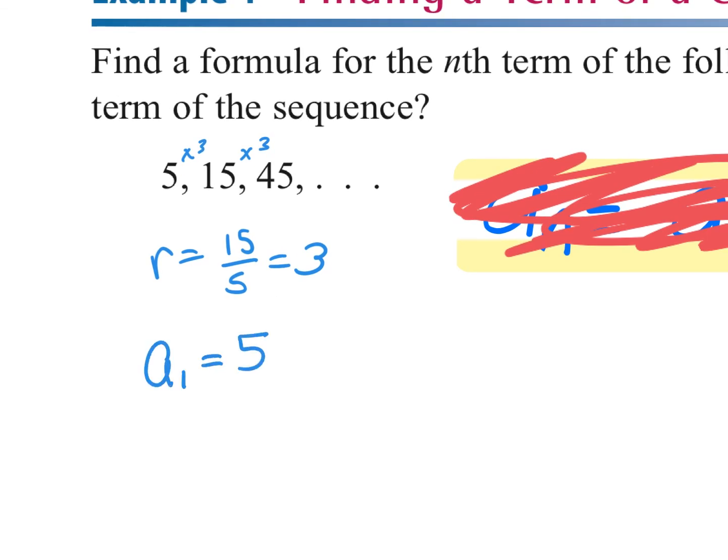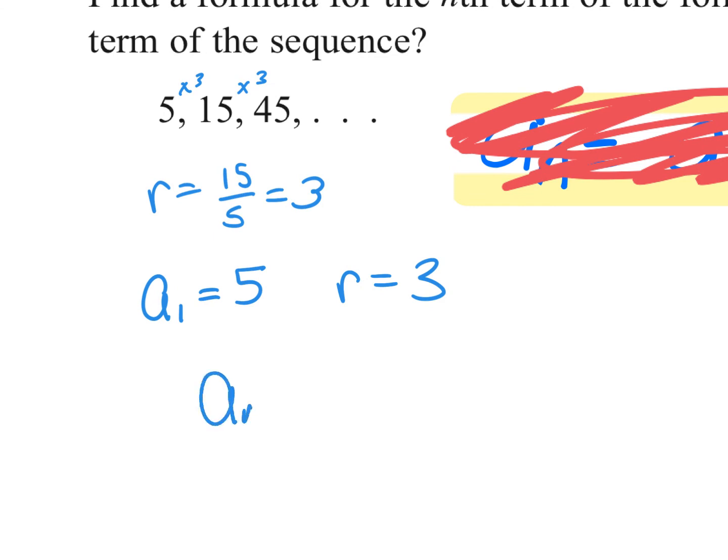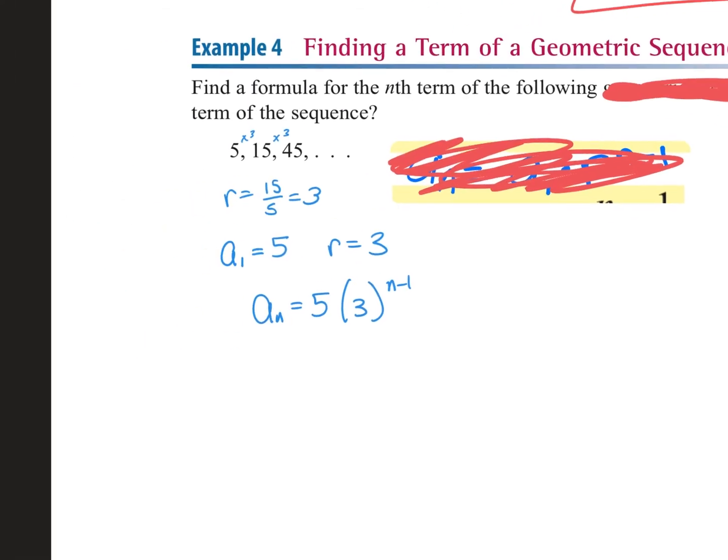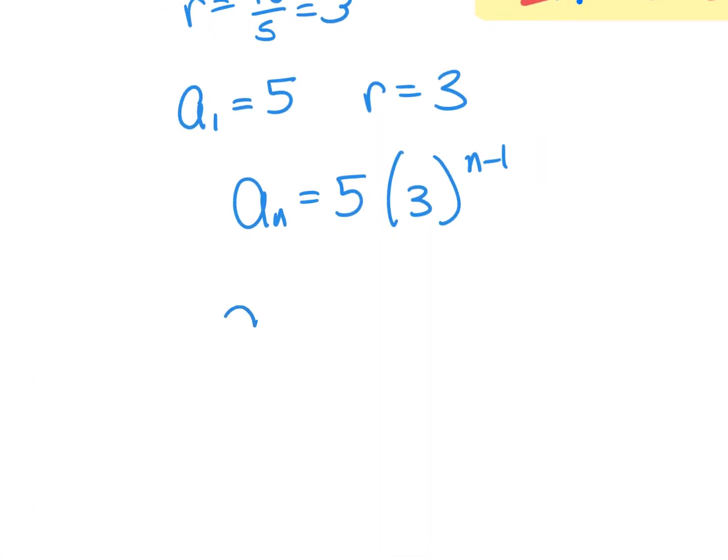A sub 1, your first term is 5. Your common ratio is 3. So now we can write our rule. A sub n, whatever number we're going to look for in the future, is our first term, which is 5, times r to the n minus 1. So that was the first part of the question, to write the formula. Then the second thing says, what is the 9th term? So I'm going to say, okay, if I want to find the 9th term, I'm going to plug in 9 for my n, correct? So 5 times 3 to the 9 minus 1, which is really what?